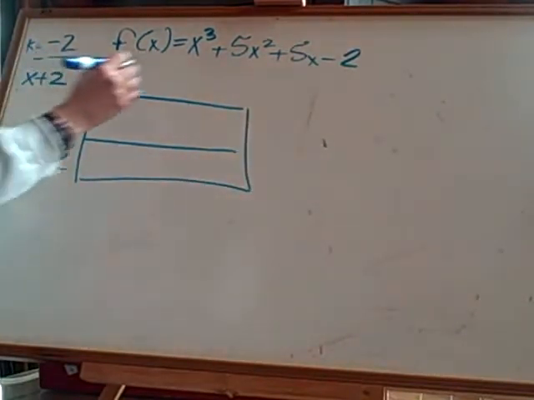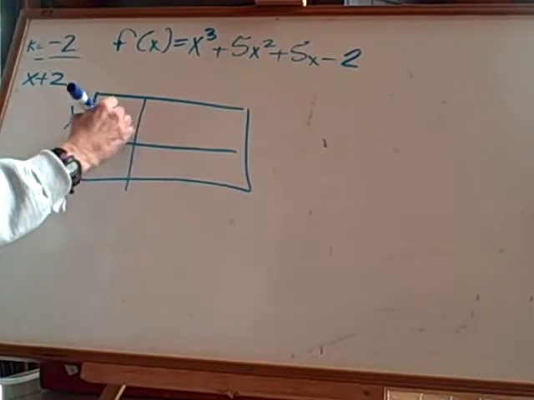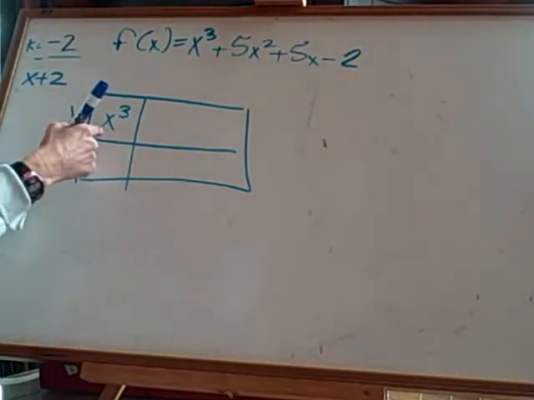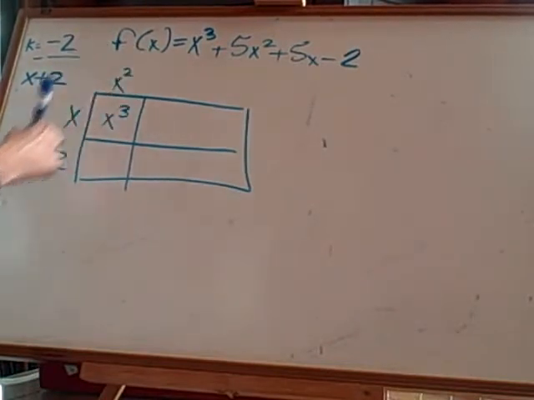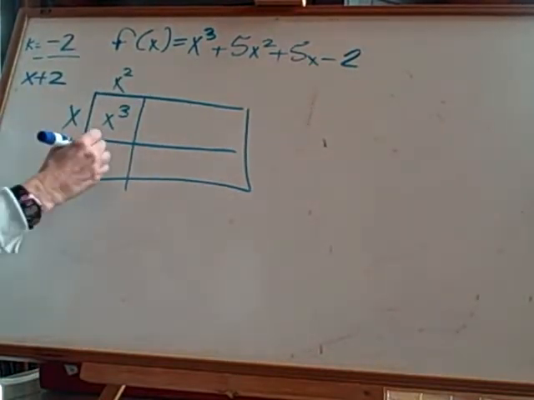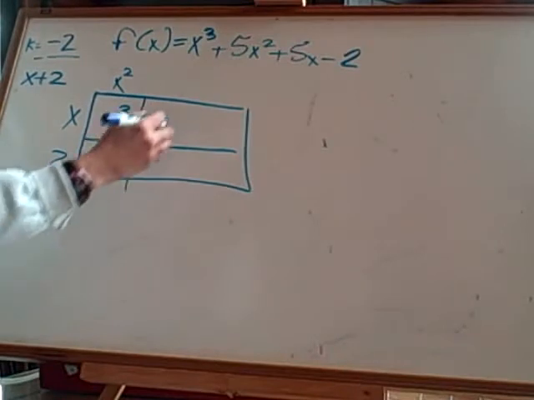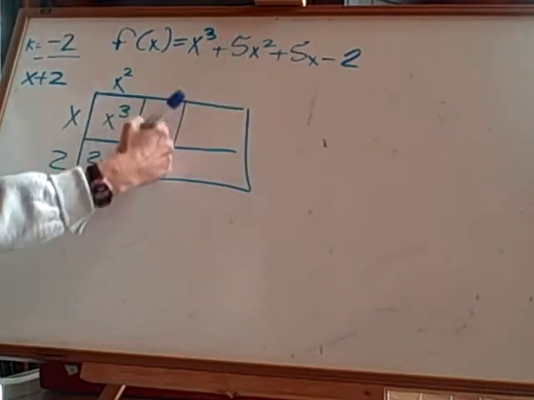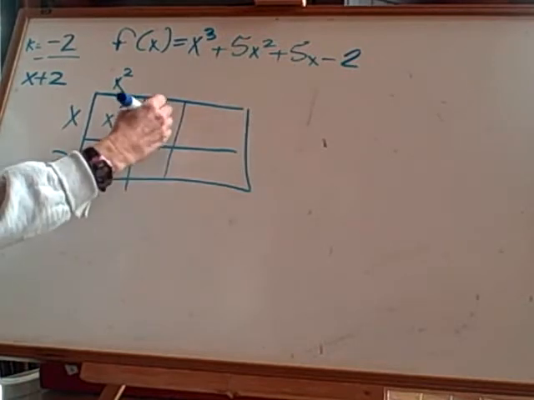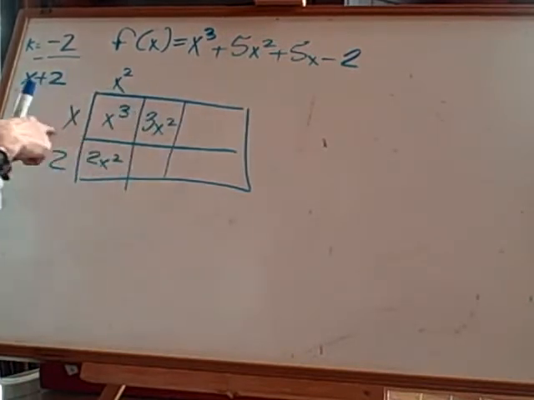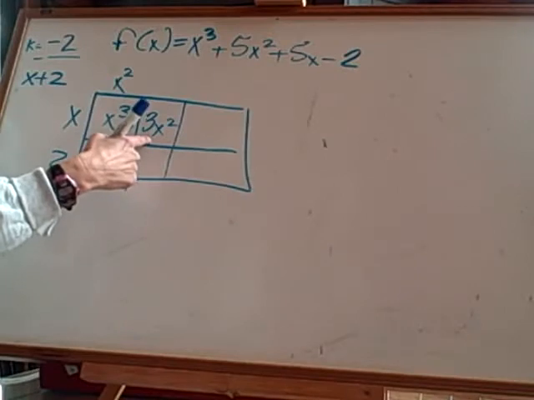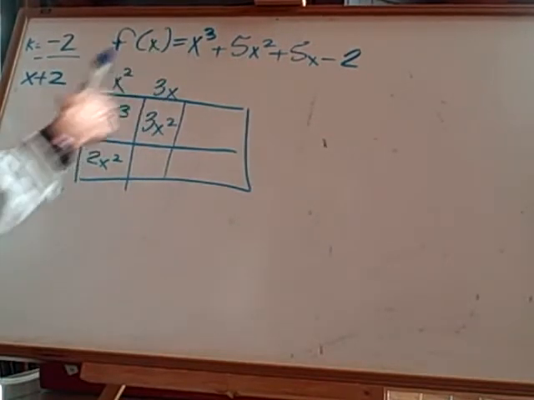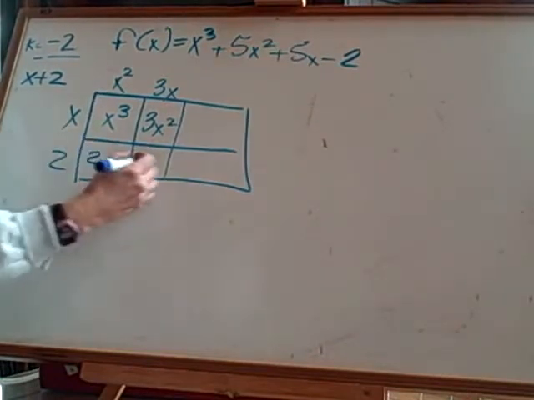Yes? Mm-hmm. So the first term here is my x cubed, which is going to go here. What times x would give me x cubed? X squared. X squared times 2 is? 2x squared. Now remember, on this diagonal here, I have to come up with 5x squared. So it's going to go right here. 3x squared. Perfect. What times x would give me 3x squared? 3x. So 3x times x is 3x squared. 3x times 2 is? 6x.